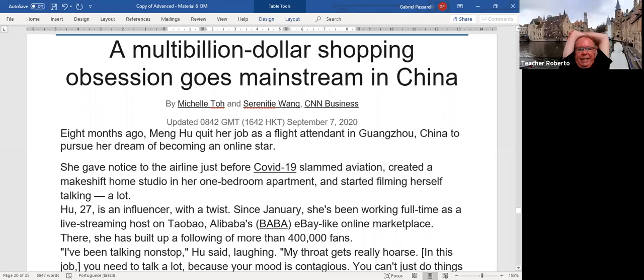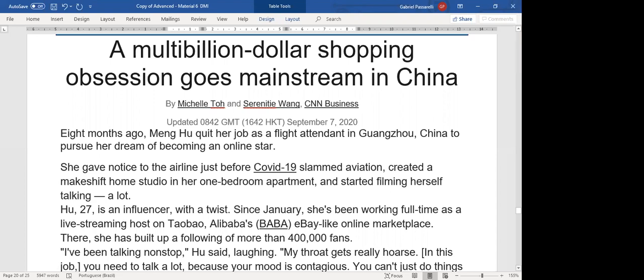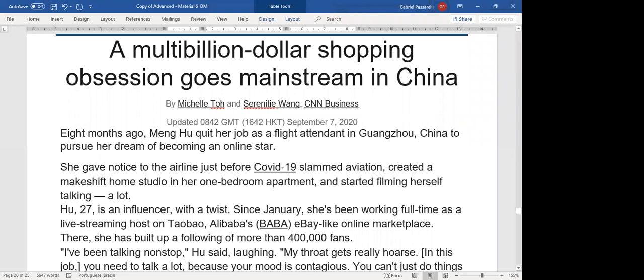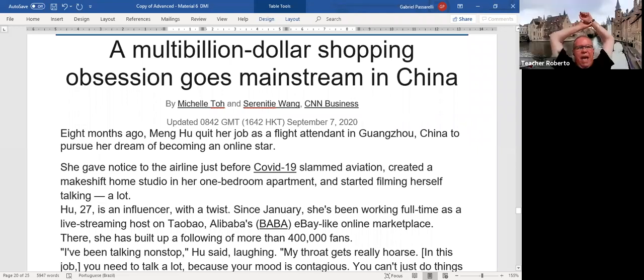Before COVID-19 slammed aviation. Okay? No, slammed. What is slammed? Destroyed, almost broke the business of aviation. I would say that 90% of the airline companies in the world are in big trouble right now.